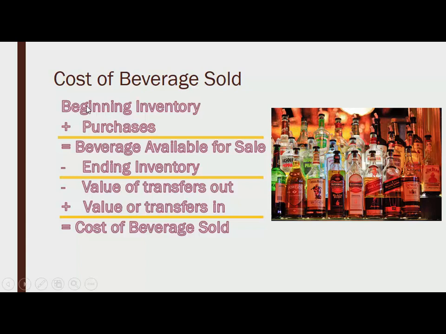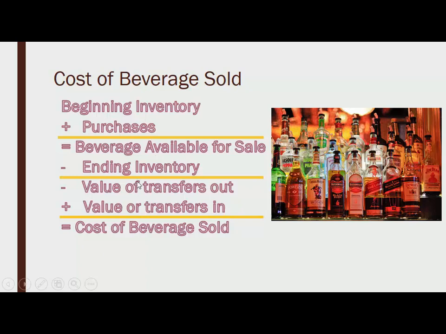So it would just be beginning inventory of our beverages plus what we've purchased. That gives us what's available for sale, minus what we have in ending inventory, minus our value of transfers, adding in what we took in as transfers. That'll give us our cost of our beverages. So to make our beverages, how much did it actually cost us once we take everything into account?